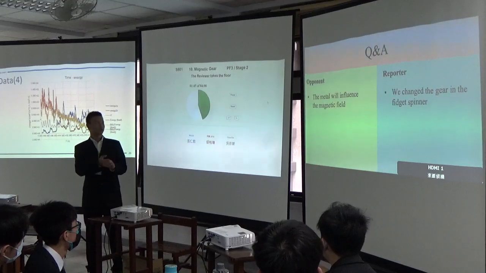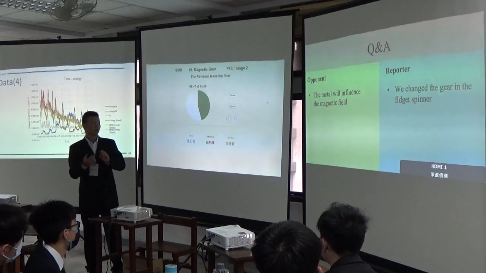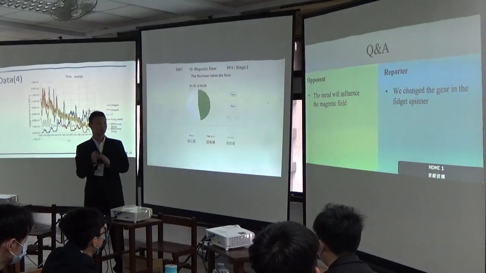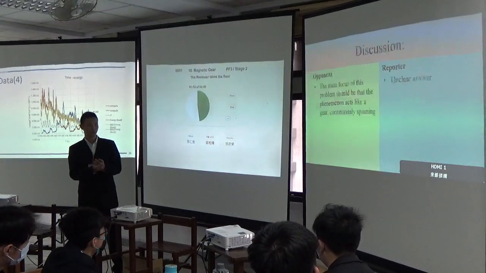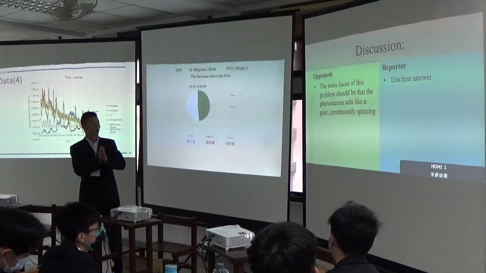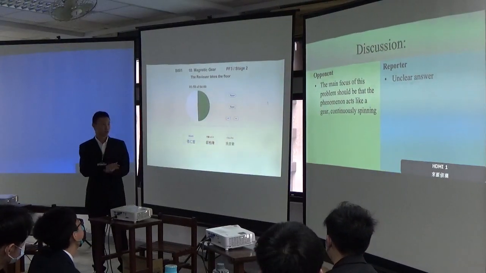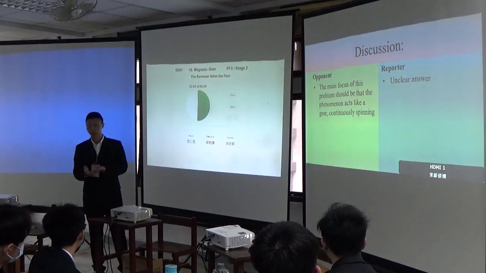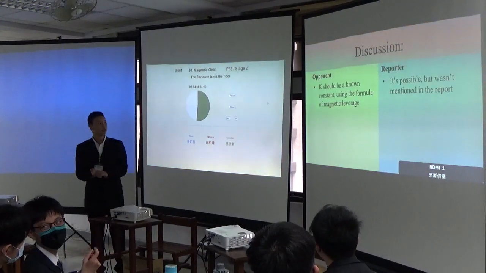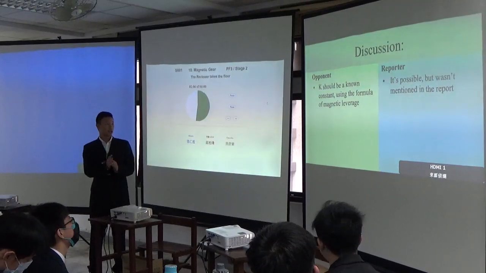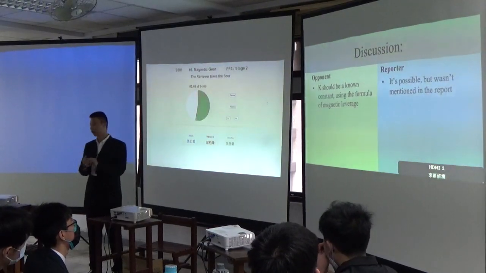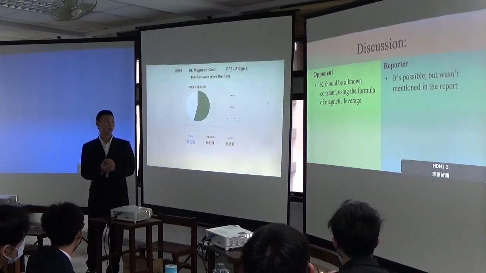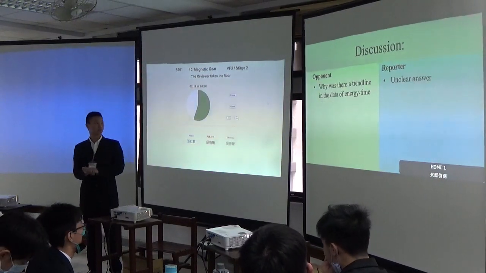So as for the question part, the opponent first asked whether the metal will influence the magnetic field or not. And the reporter answered, we changed the gear in the fidget spinner. And next, the opponent asked that the main focus of the problem should be that the phenomenon acts like a gear, continuously spinning, but the reporter didn't give a clear answer. And then the opponent asked that K should be a known constant using the formula of magnetic leverage. The reporter replied that it's possible, but wasn't mentioned in the report.